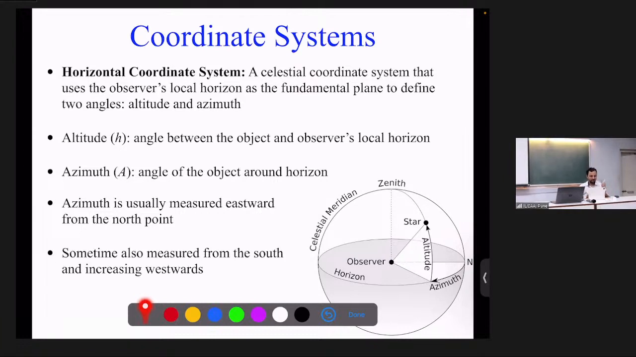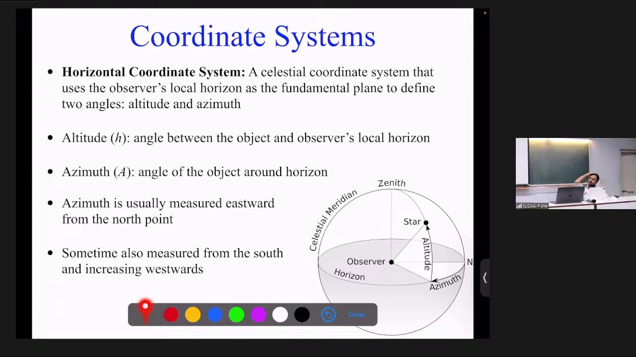Okay, fine. See, sometimes azimuth is also measured from the south and increasing westward. Basically it is the same thing from the other side. In the same way, I will say my south is 0, and then I will go westward. So rather than starting here and going this way, I will start here and go this way. That is the meaning.